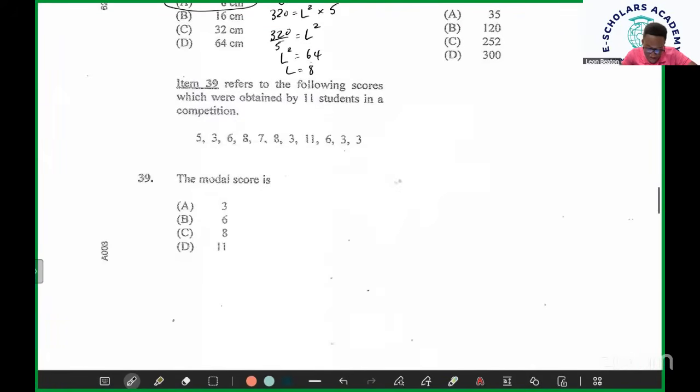All right, the modal score. The modal score will be the one that occurred the most. So we got 1, 2, 3, 4, 3. And we got 1, 2, 8. How many sixes we got? We got 2, 6. Yeah, so the mode is 3. That is just A.